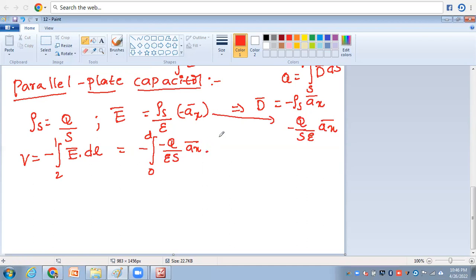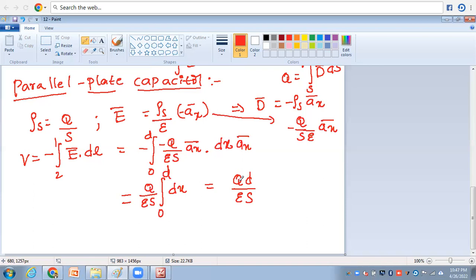Then there is a dot also. Then dl means the x dimension, so I will write dx with ax bar. Then ax bar dot ax is 1. Now I will write the final expression: equal to minus into minus plus, doing some mathematical part, 0 to d. Here q by epsilon s is all constant. Only dx is there, so the integral is x. If I substitute the lower limit and upper limit, the final expression is qd by epsilon s.